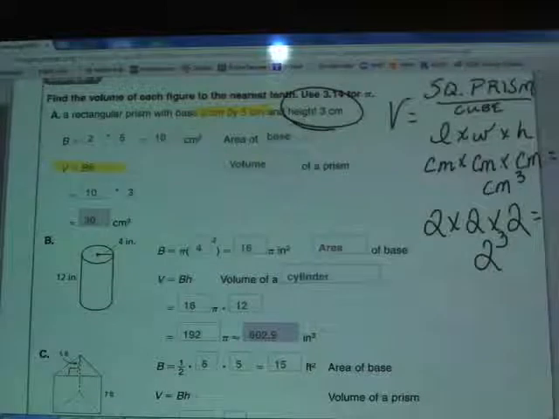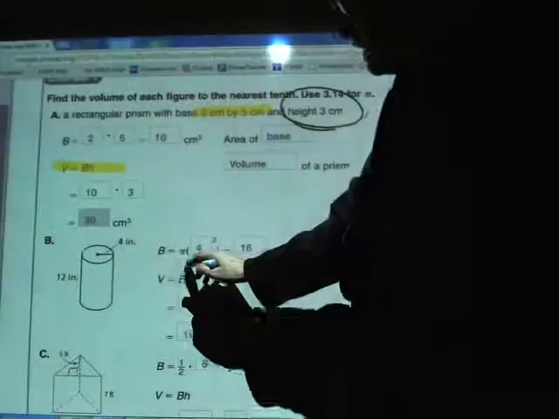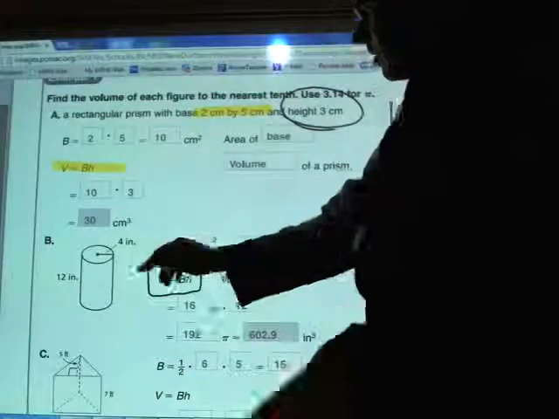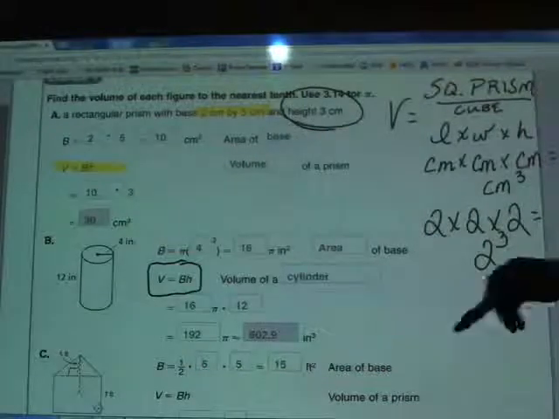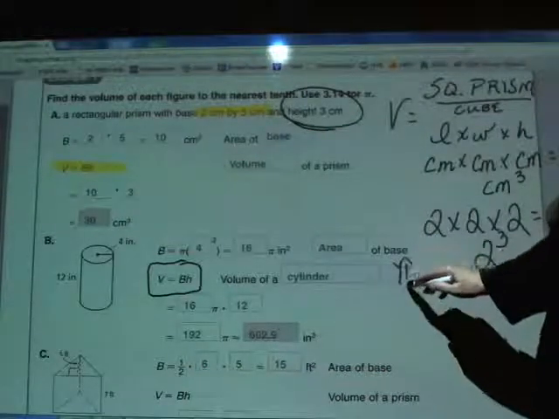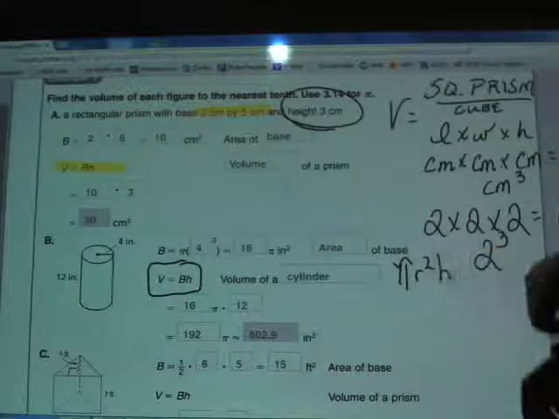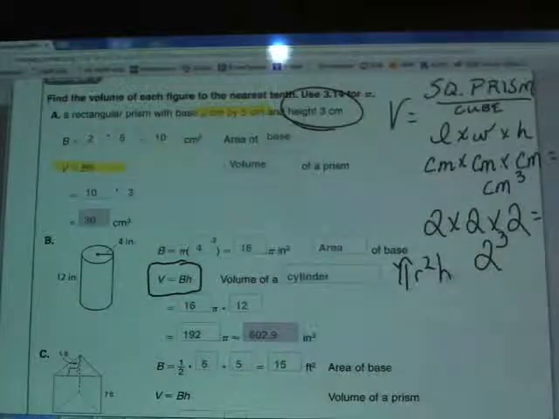All right, let's keep going here. All right, B is the cylinder. Now, here you see that formula again that we just saw. But here's what's going to happen. All of a sudden, the book is going to start referring to the formula as pi r squared h. And you're going to say, hey, what gives? That's not the formula you just showed us.